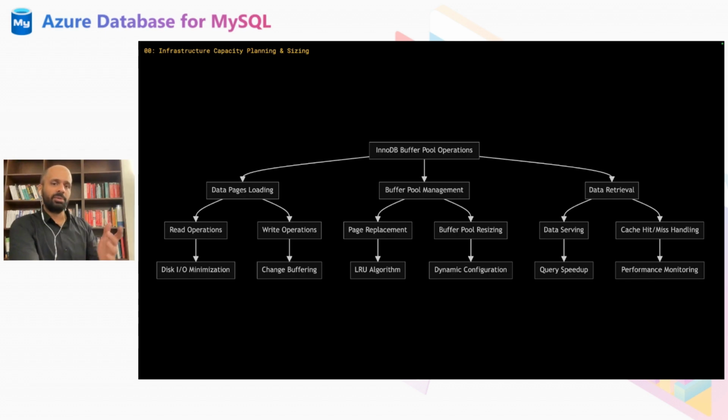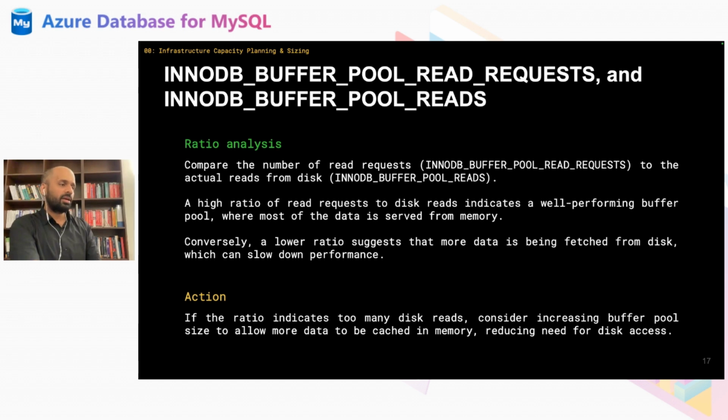Next slide. What I always look for is how much of the data can be served from the RAM. Typically, I compare the read requests to the actual reads from the disk. A higher ratio of read requests to disk reads indicates that we have a well-performing buffer pool. That's where your data is there in memory, like I was saying. Identifying where your data lies is very important. And always invest in higher performant RAM for the primary cluster of your database infrastructure.